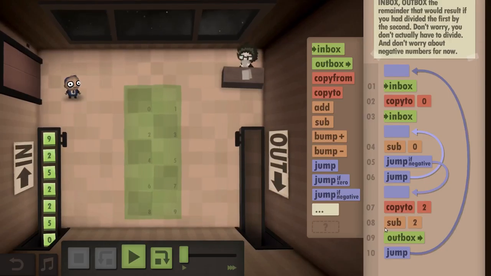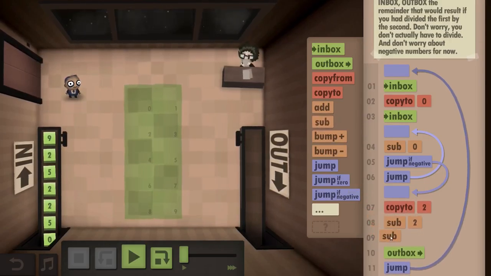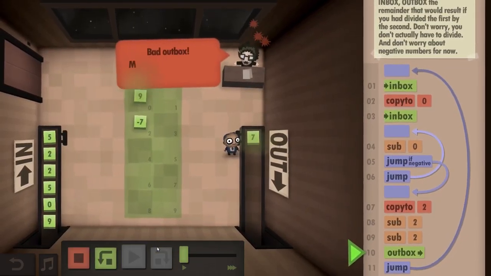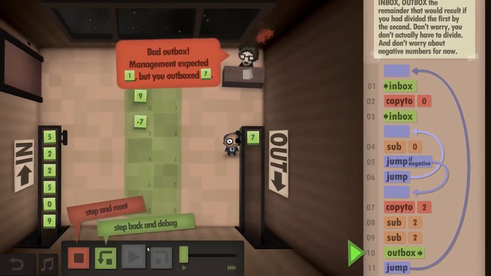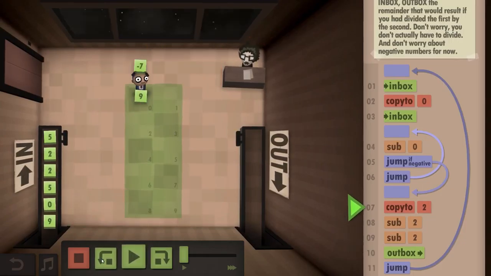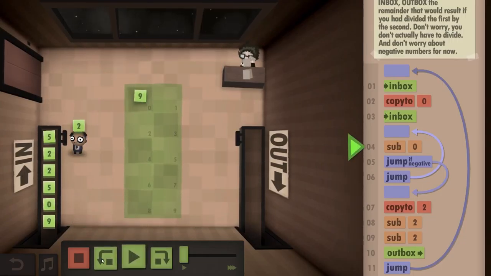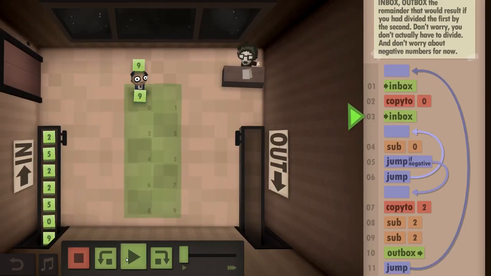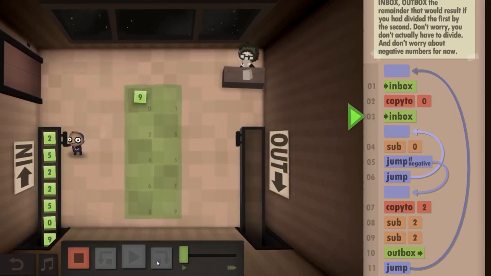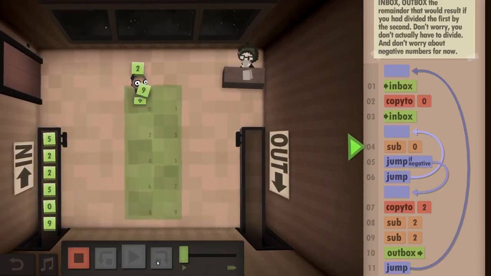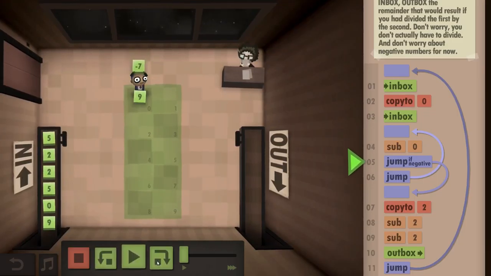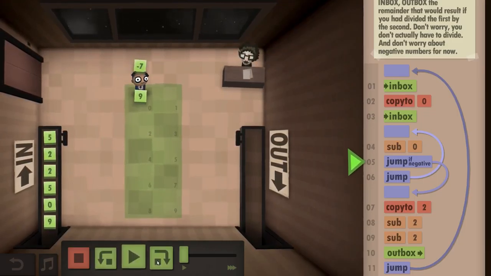Yep, that makes sense. So I need to subtract it. Subtract it makes it 0. And subtract it again, because you subtracted negative 2. Yeah, yeah. God damn it!